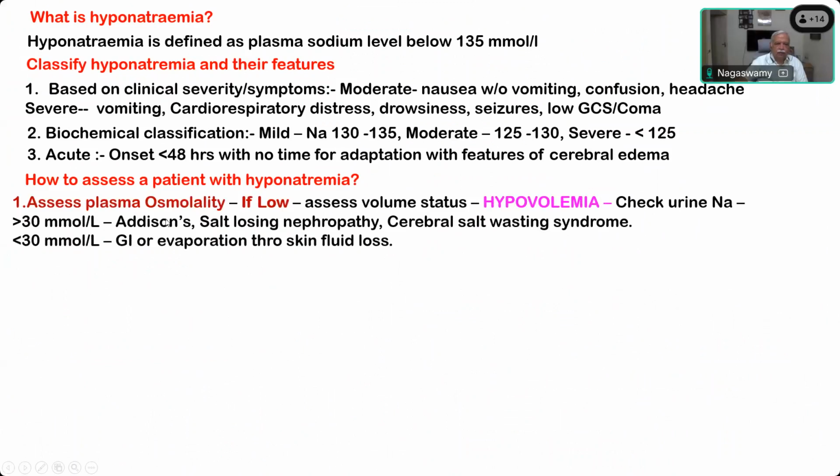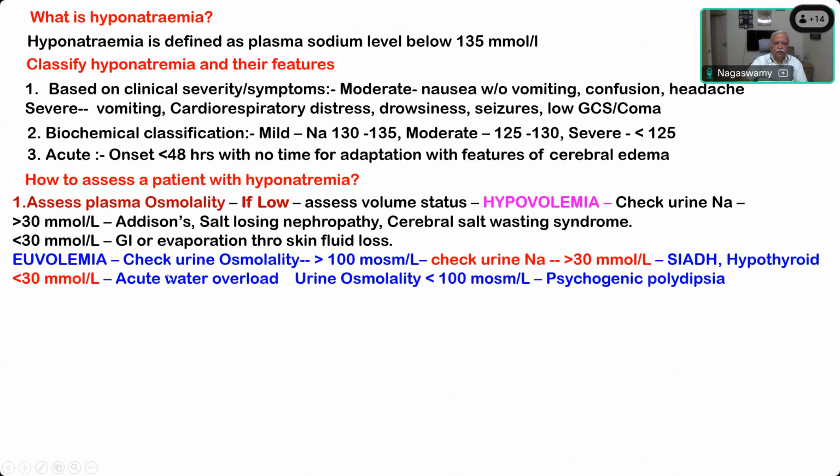First of all, assess the plasma osmolality. If it is low, assess the volume status. If the patient is hypovolemic, check the urine sodium level. If the urine sodium is more than 30 millimoles, it may be Addison's disease, salt-losing nephropathy, cerebral salt wasting syndrome. But if the urine sodium is less than 30, then it may be GI tract loss, diarrhea, vomiting, or evaporation through extreme fluid loss. So you have to correct that status.